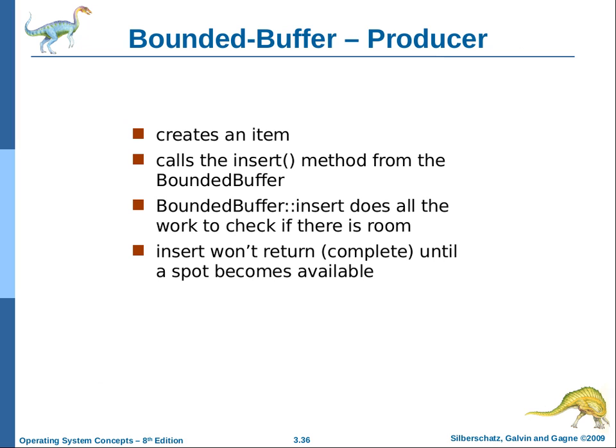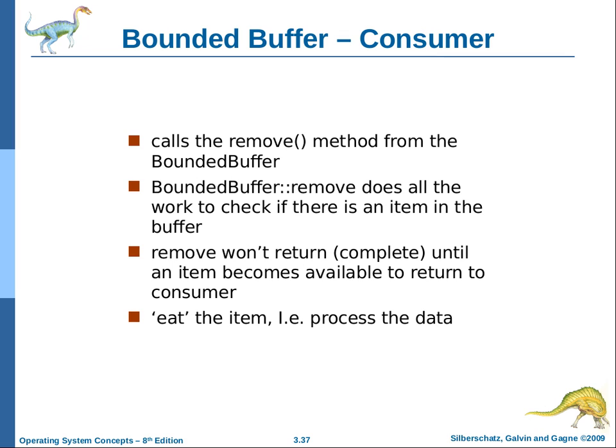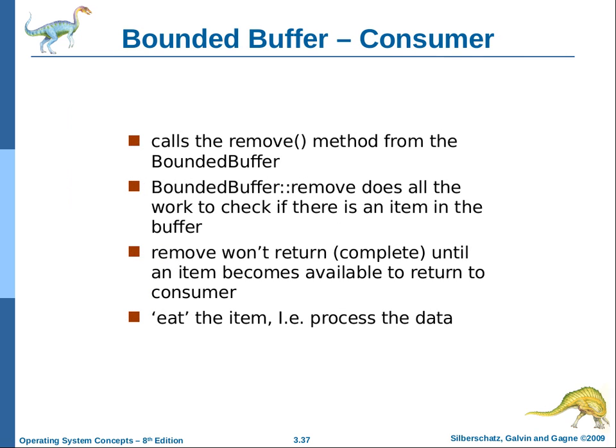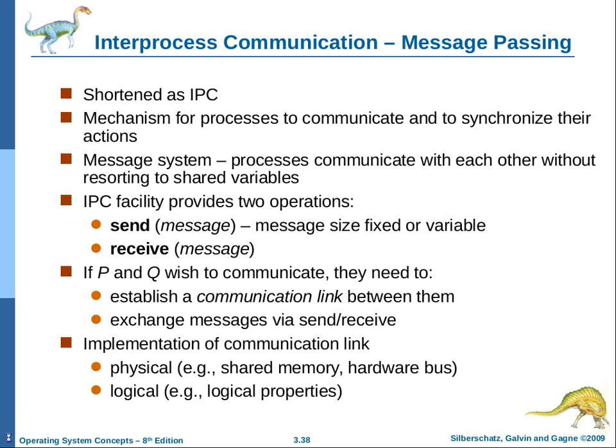All right, we just talked about this. The bounded buffer creates an item, calls insert, does all the work. If there's no room, insert won't return complete until a spot becomes available. The consumer calls remove, does the work, checks if there's an item; remove won't return complete until an item becomes available to return to the consumer. It eats the item, i.e. it processes it. All right, good. Any questions on that example? Good.